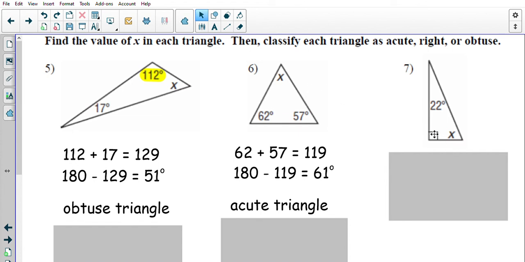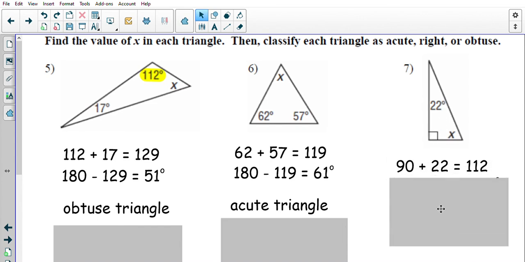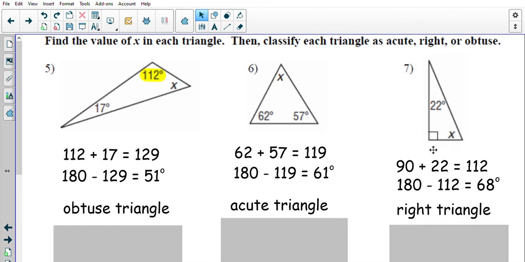Number 7, we have a 90-degree angle and a 22-degree angle. So let's add 90 and 22 to get 112. Subtract that from 180 to get 68 degrees. So this angle right here is 68 degrees, but it's still going to be a right triangle because we have this right angle right down here. Because again, we needed to classify each triangle as acute, right, or obtuse.